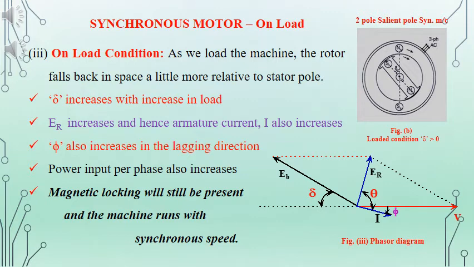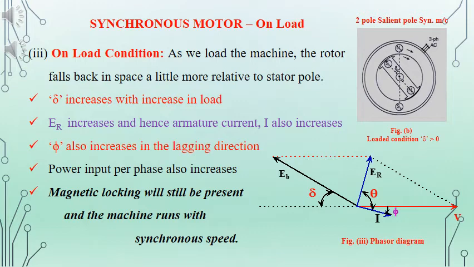At the same time, the resultant voltage, that is ER, the magnitude of the same will keep increasing, and the angle phi, that is the angle between the supply voltage and the resultant current I, will keep increasing, and the power input that is given to the synchronous motor also will be increased. But during this operation, even if the load is increased, the magnetic locking will remain the same, or the machine will be running at the synchronous speed itself.